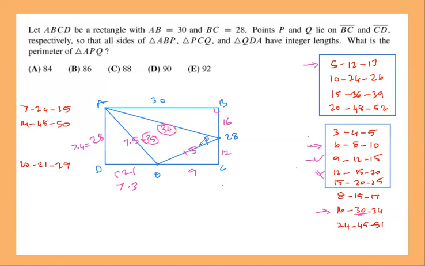Since we are told that everything is an integer, and this is the only one that satisfies it, if you add those up, that should be 69 plus this one, I guess 84. As you see, just using some of the common Pythagorean triples, we were able to get the answer to number 17. So I hope that makes sense.